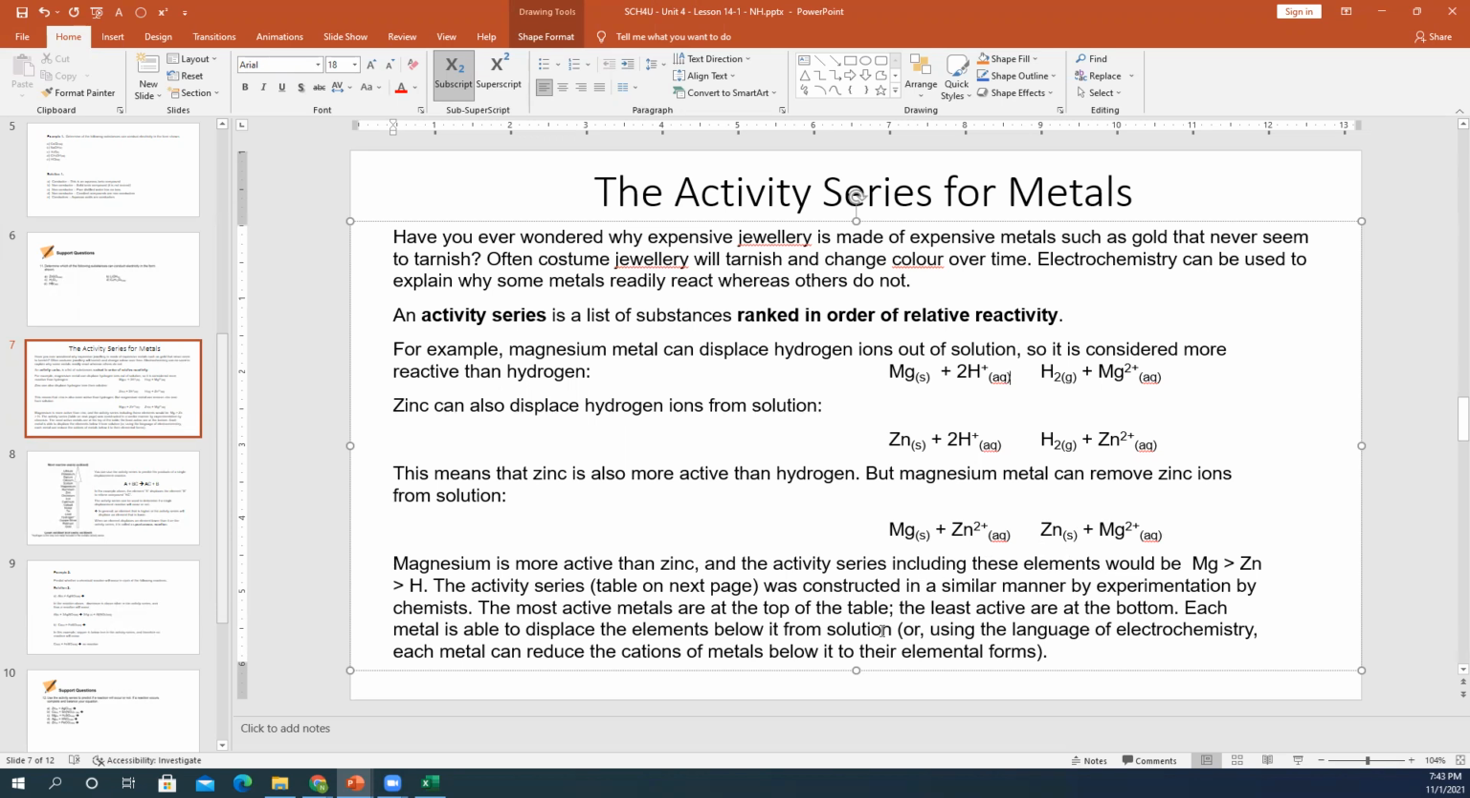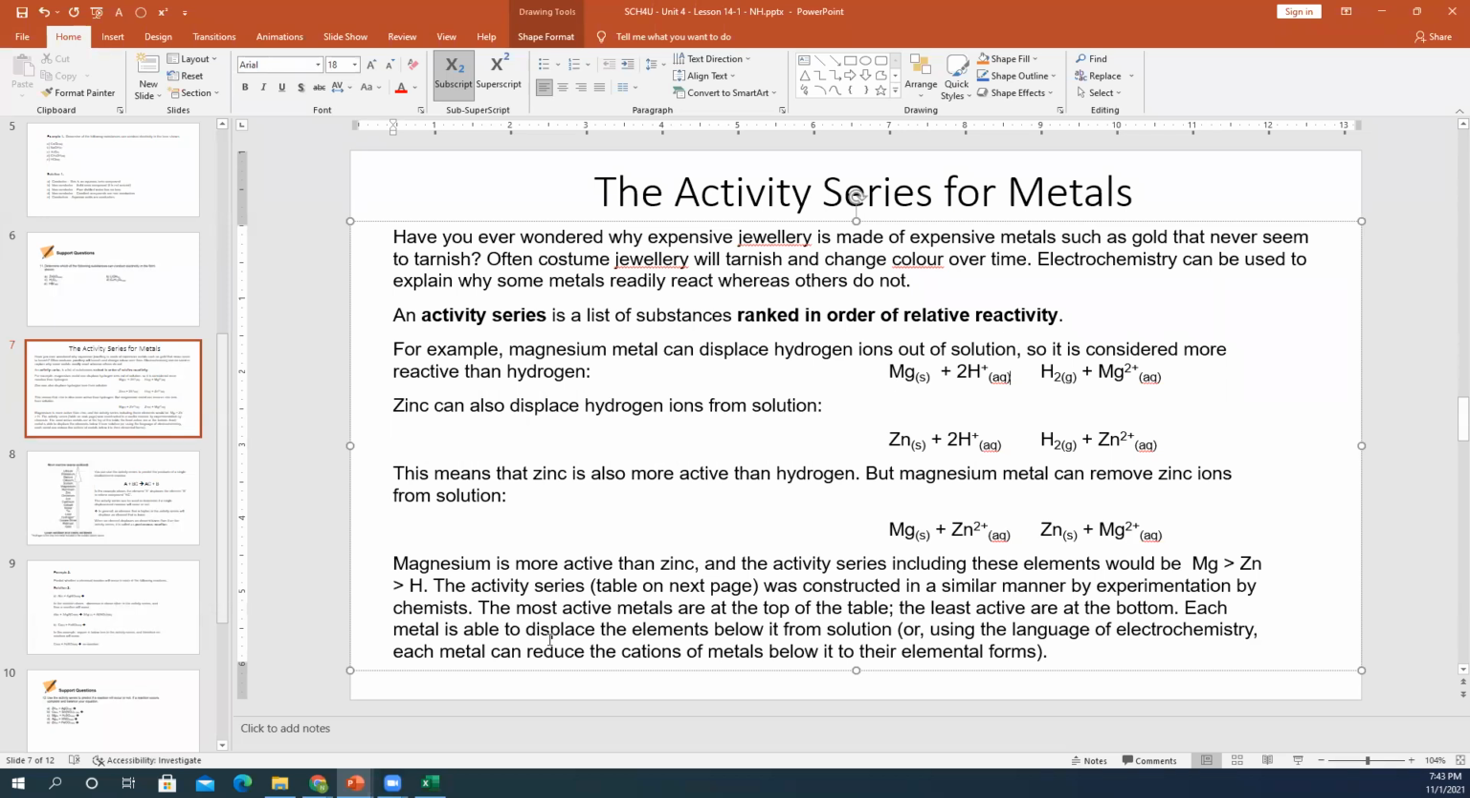And the activity series includes these elements in the order of their activity, as magnesium being more active than zinc, being more active than hydrogen. And the activity series, which we're going to look at on the next table, was made in a very similar way by doing experiments and determining the order of reactivity of metals with respect to each other. So most of these active metals are on the top of the table, and the least active metals are the ones on the bottom of the table.